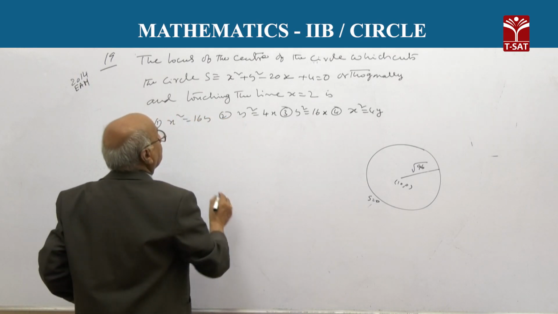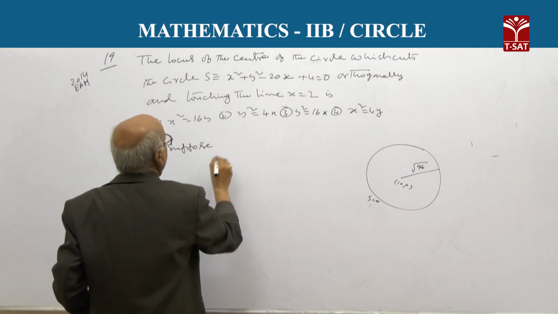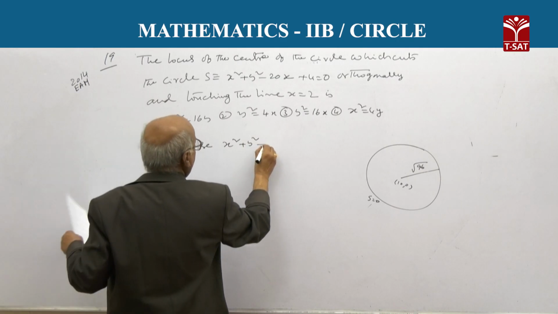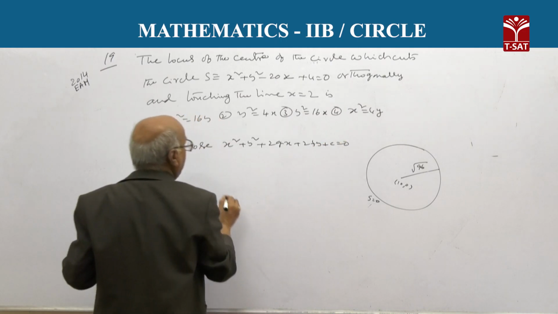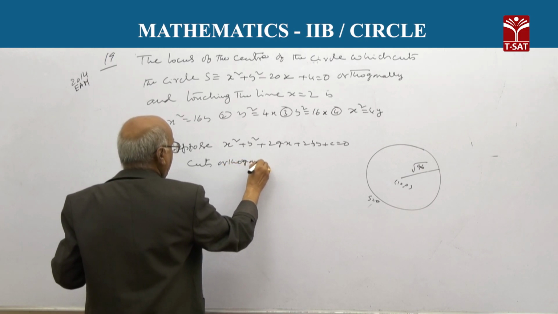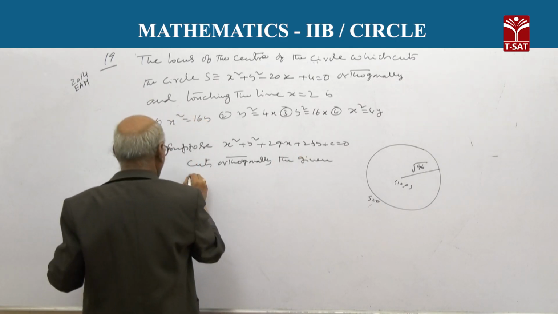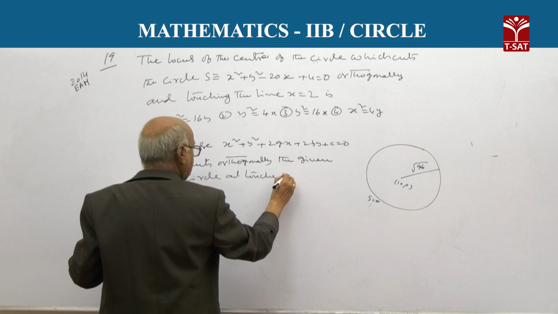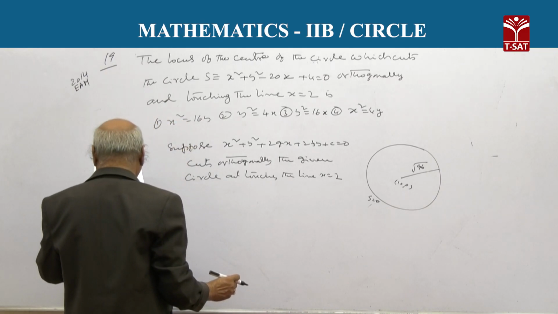Okay. Now, suppose x square plus y square plus 2gx plus 2fy plus c equal to 0 cuts orthogonally the given circle and touches the line x is equal to 2.